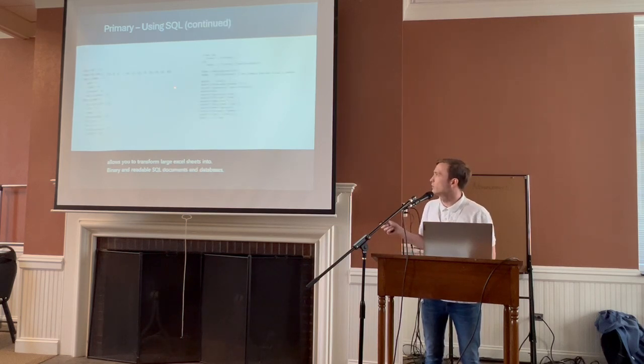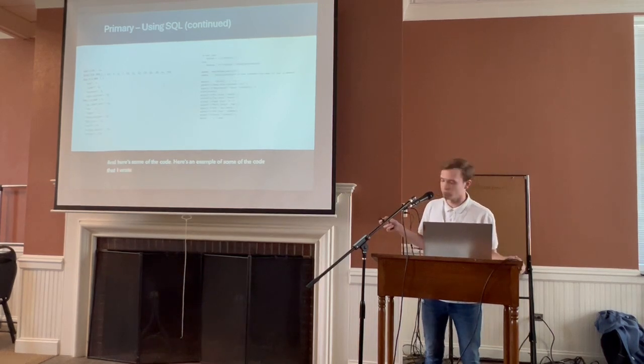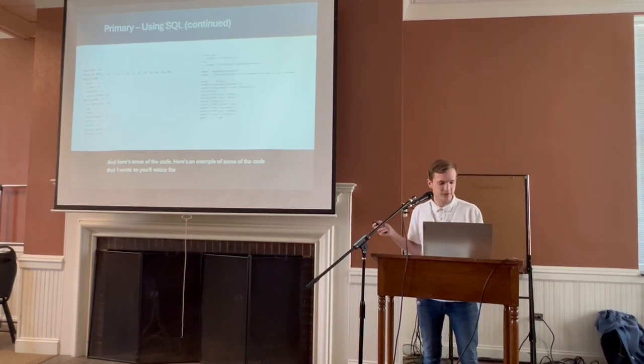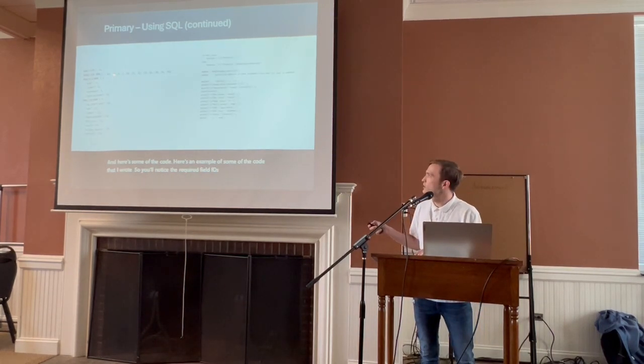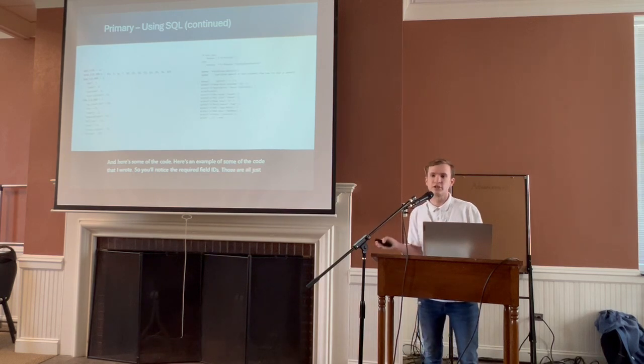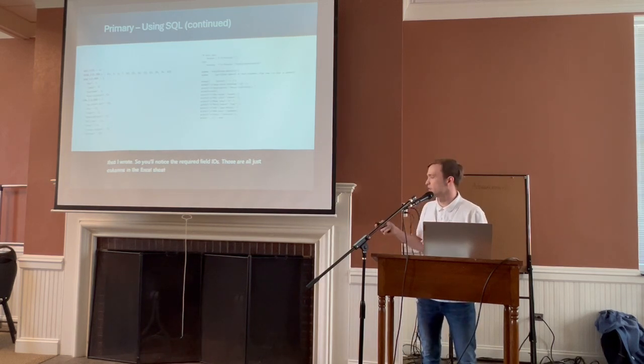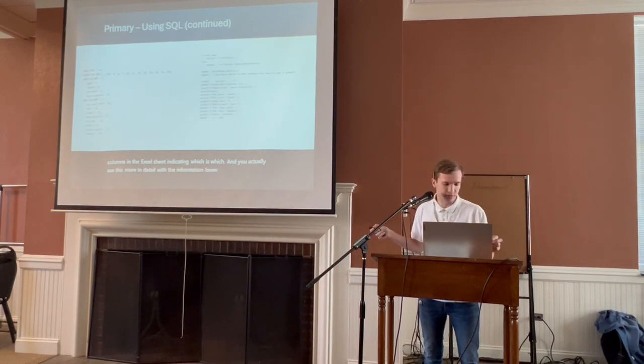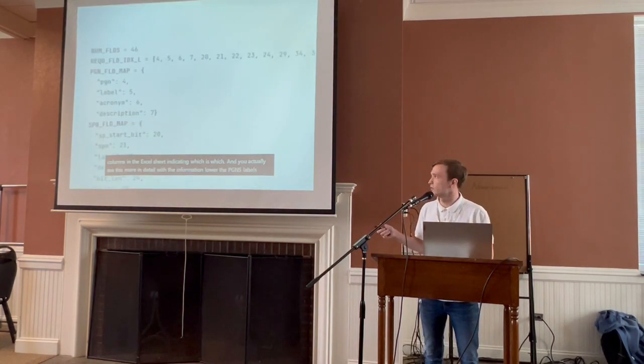And here's some of the code. Here's an example of some of the code that I wrote. So you'll notice the required field IDs. Those are all just columns in the Excel sheet indicating which is which. And you'll actually see this more in detail with the information lower, the PGNs, labels, acronyms, etc.